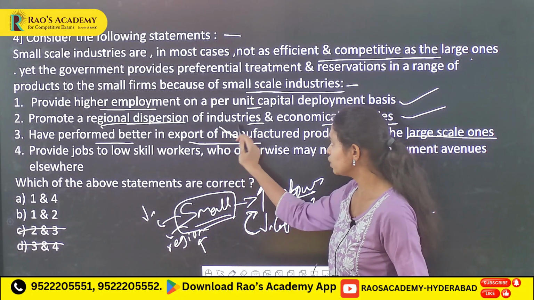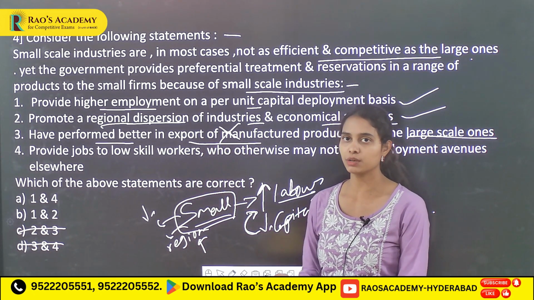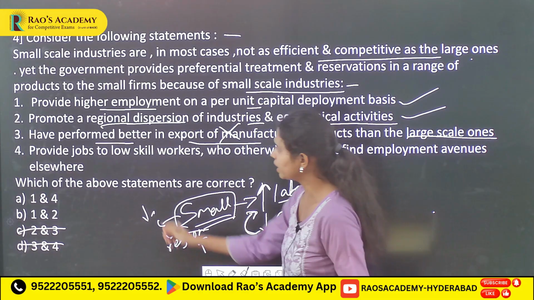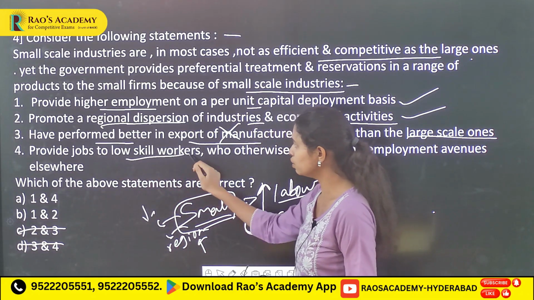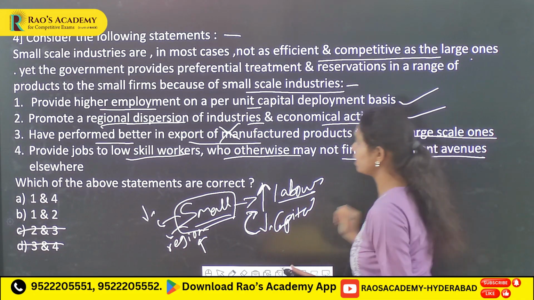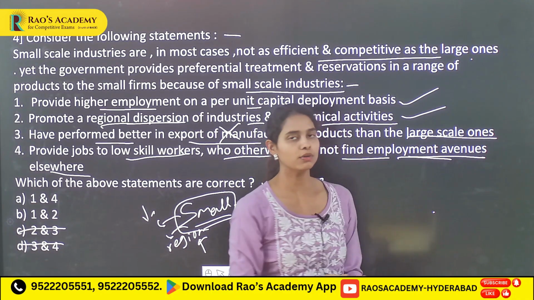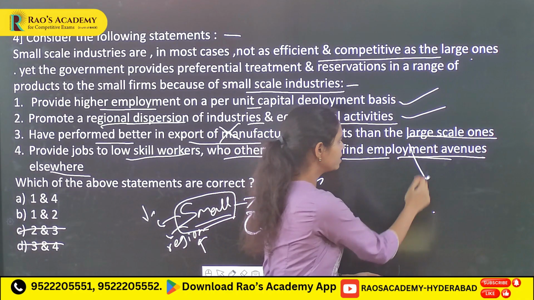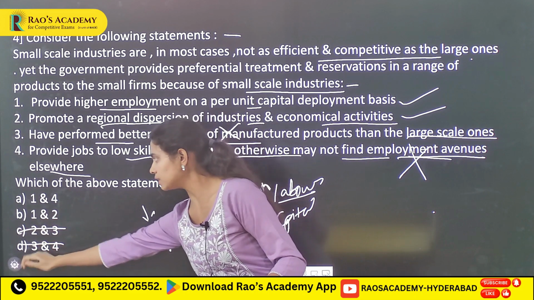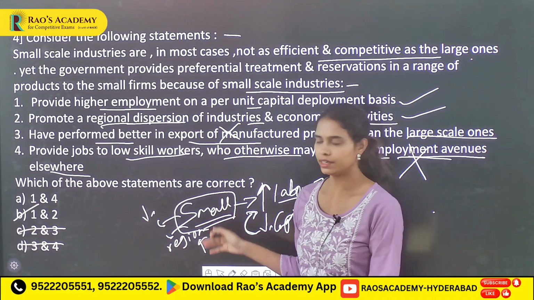So it is going to be an incorrect one, as here it has mentioned that small scale industries export the manufactured products when compared to large scale ones. So the third one is going to be an incorrect one, followed by it provides jobs to low skilled workers who otherwise may not find employment avenues elsewhere. Here this particular statement is a very narrow statement and also a very extreme statement. So in that context, the fourth one is going to be an incorrect one. So option B is the correct answer. That is 1 and 2 are the correct statements with regard to small scale industries.